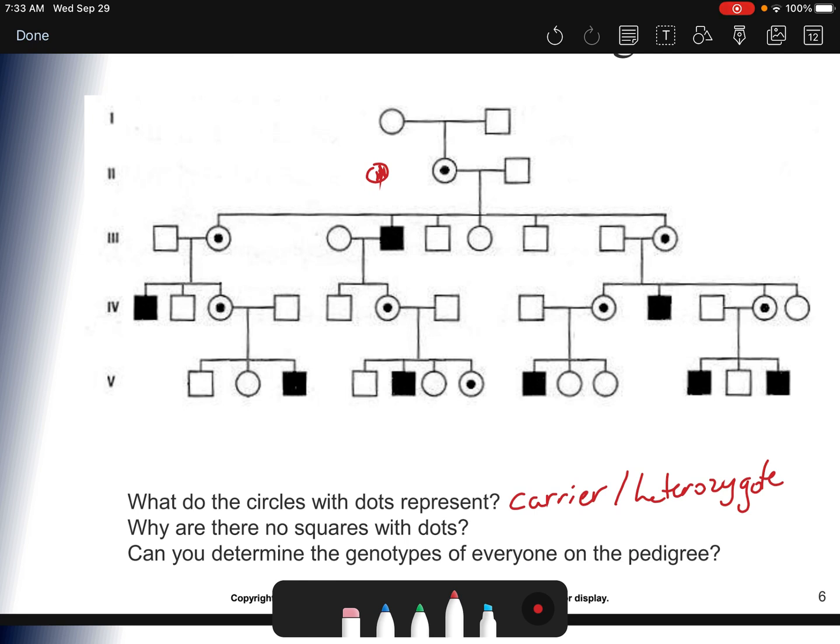Remember, males cannot be carriers. Okay? No male carriers unless they're delivering your mail. Get it? Mail carrier? Okay, anyway, that was your corny joke for the day.